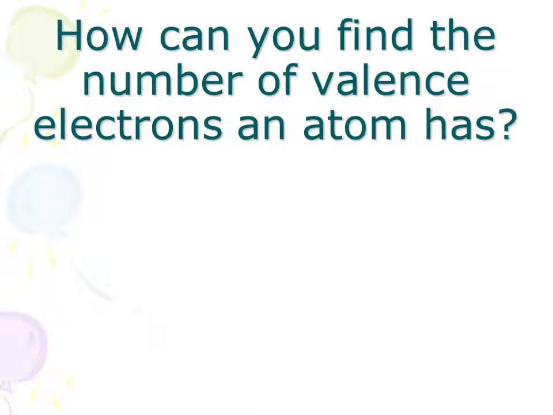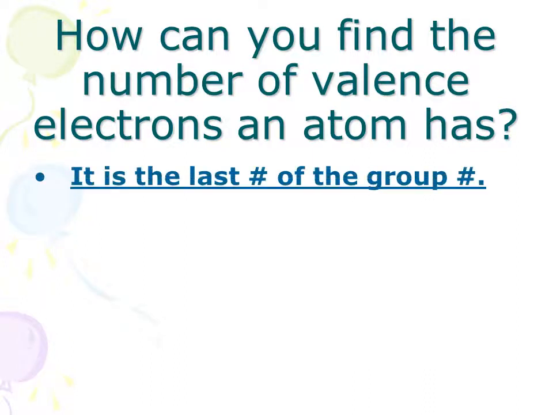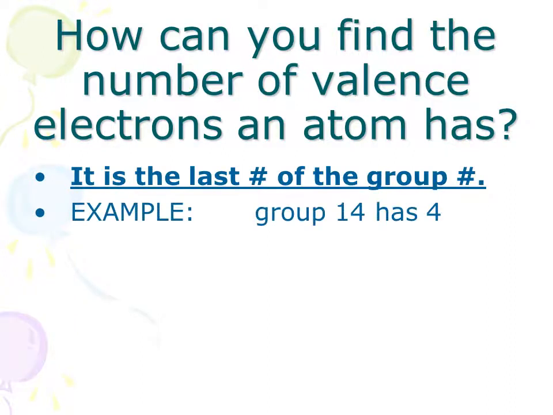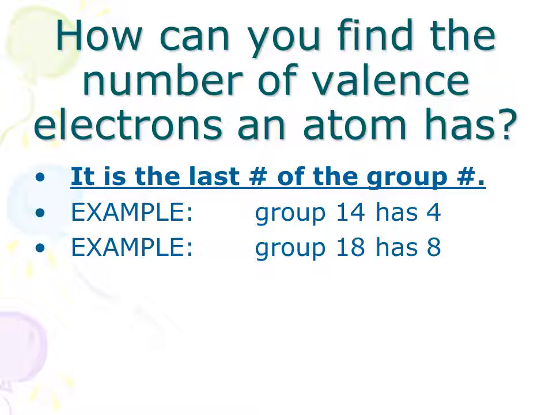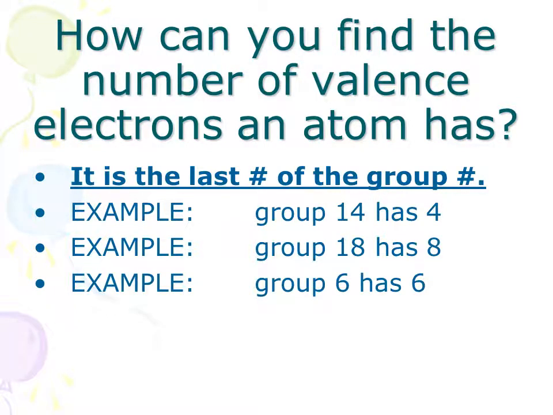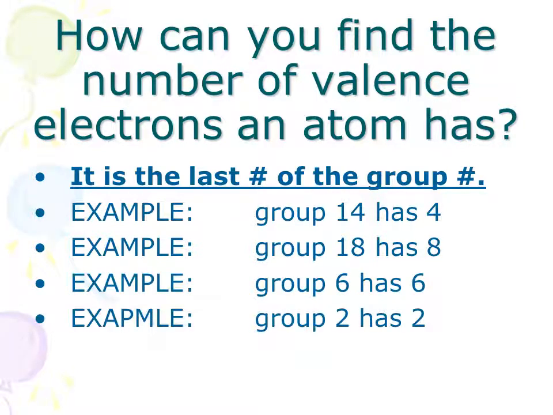So how can you find the number of valence electrons an atom has? It is the last number of the group number. So remember, group 14 has 4, group 18 has 8, group 16 has 6, group 2 has 2.